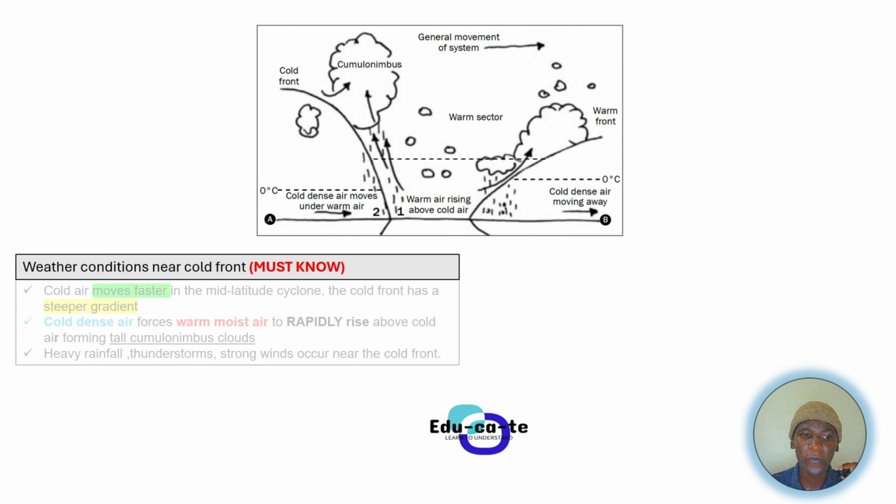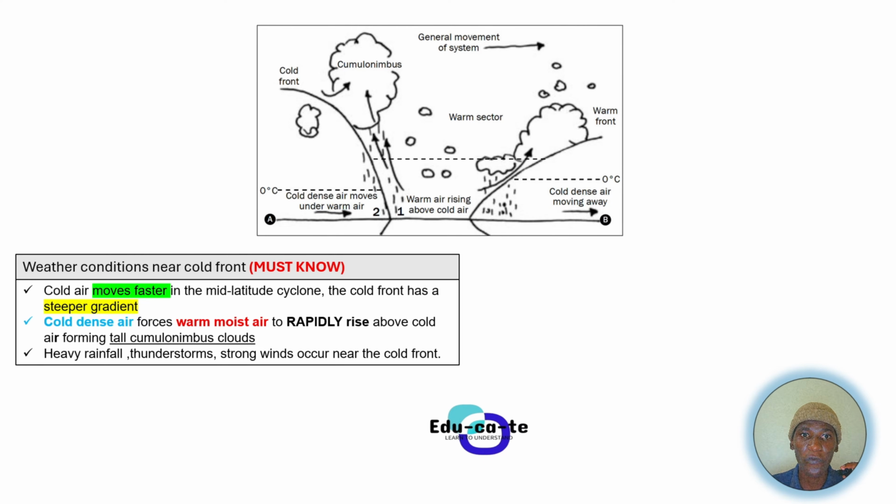Now we need to know first of all about the movement of air near the cold front. Remember that the cold front consists of cold air behind it, and cold air moves faster in the mid-latitude cyclone. The cold front has a steeper pressure gradient. It simply means that there are strong winds near the cold front. This steeper pressure gradient causes warm moist air to rapidly rise. In a sense, we have cold dense air that is trying to move under the warm air.